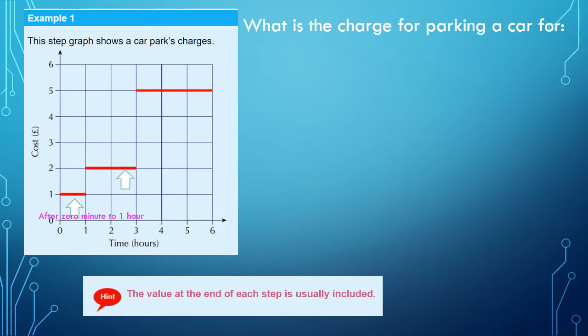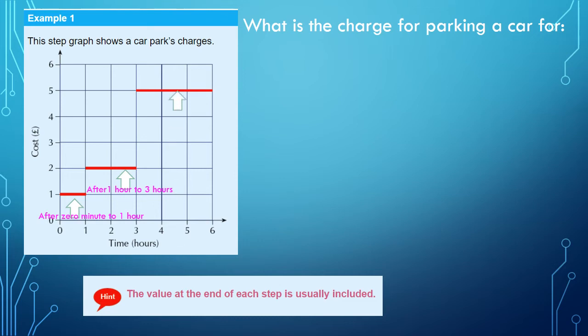The second line is from 1 till 3, but the 1 is already included down. So I have to start just after 1. So if you park for 1 hour and 1 second, you are going to the second interval. This means you have to pay £2. So this one is after 1 hour up to 3 hours. If you park exactly up to 3 hours, you pay £2.